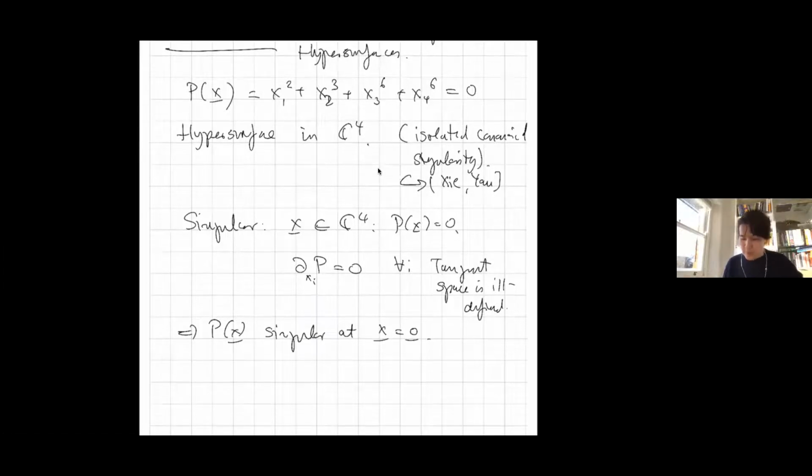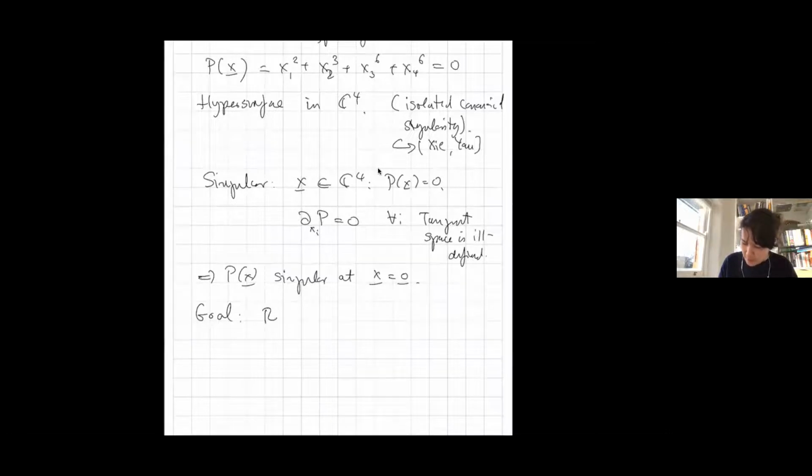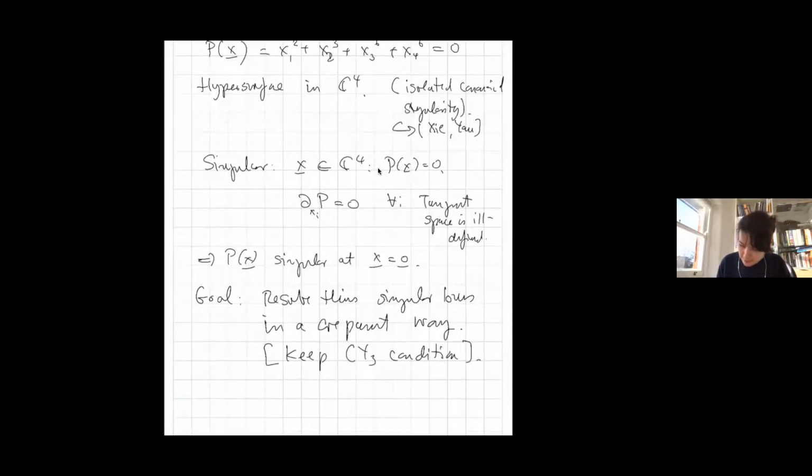So now what do we do? We want to resolve this. The goal is to resolve the singular locus by introducing a compact divisor, but in a crepant way. And crepant, if you remember, just means that we're keeping it Calabi-Yau. What it means is that once we resolve it, the canonical class still stays 0.